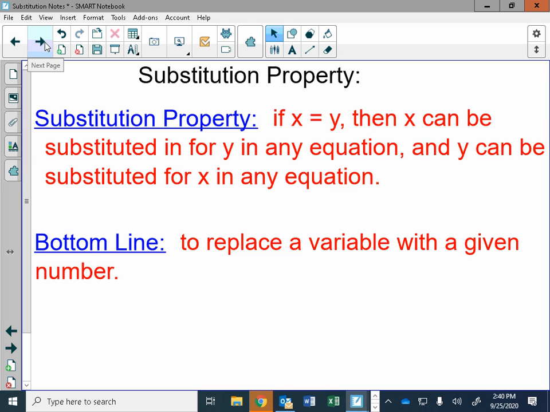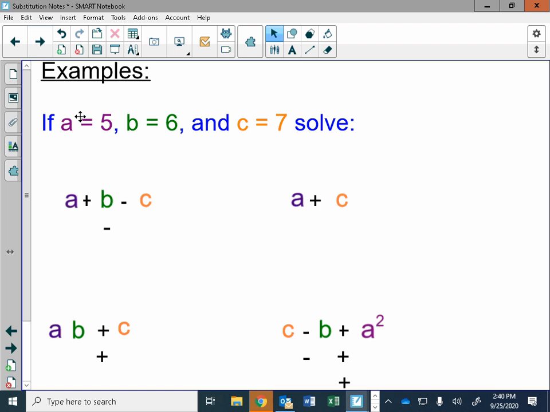Let's look at these 4 examples. If it's given that a is equal to 5, b is equal to 6, and c is equal to 7, we can use the substitution property to simplify the expression a plus b minus c. The first thing we'll do is replace the a with 5, b with a 6, and c with 7. From here on out, we're going to follow order of operations.